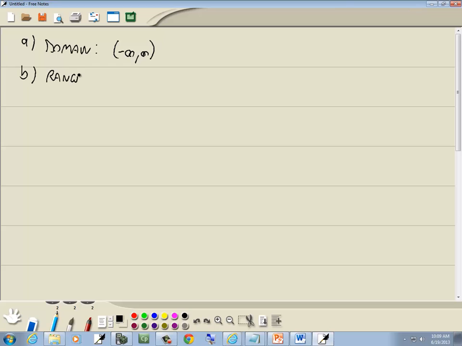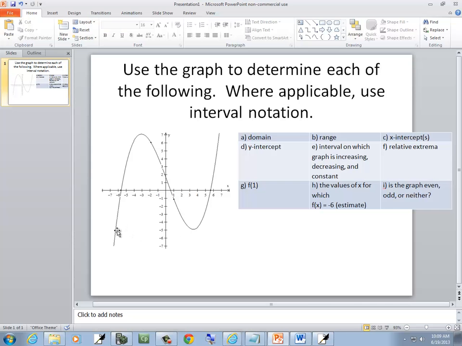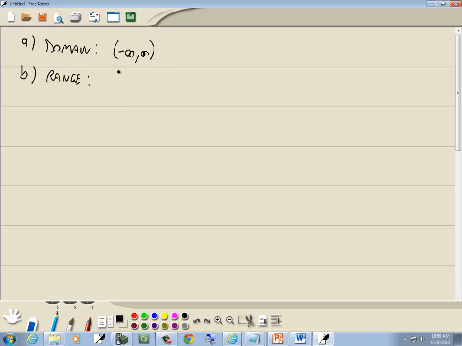So the domain is negative infinity to positive infinity. B is our range, our y values where our graph exists. This one goes down forever, so it's going to negative infinity, and this one's going up forever, so it's going to positive infinity in terms of our y values. So this is going from negative infinity to positive infinity.